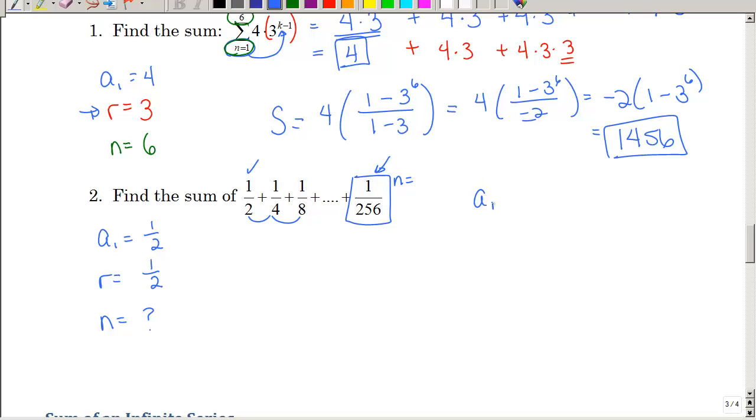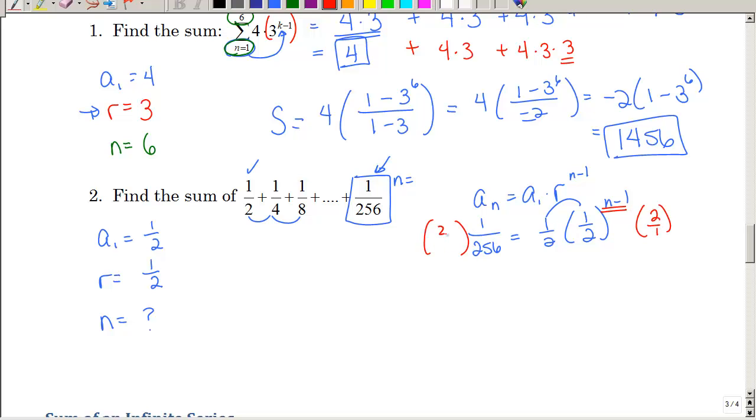Well, we could go back to this formula and solve for n. So I have 1 over 256 equals the first term times r to the n minus 1. And again, you cannot multiply those together, order of operations. So I need to solve for n. So I'm going to multiply by 2 over 1. Reduce. I'm going to get 1 over 128 equals 1/2 to the n minus 1 power.